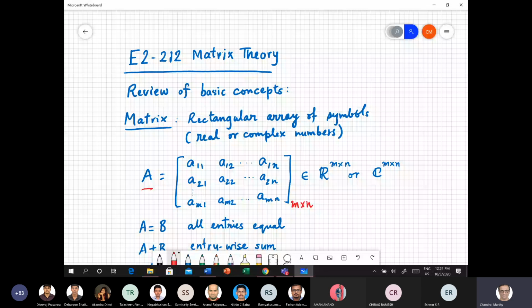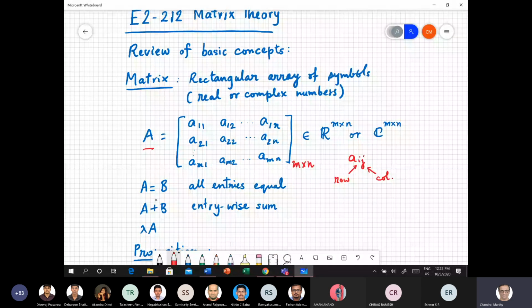Now we say A equals B if all the entries of the two matrices match, so all the entries should be equal. When you do A plus B, you can only do it if the two matrices are of the same size, and it's an entry wise sum of the two matrices. That is, the ijth entry of A plus B is the ijth entry of A plus the ijth entry of B.